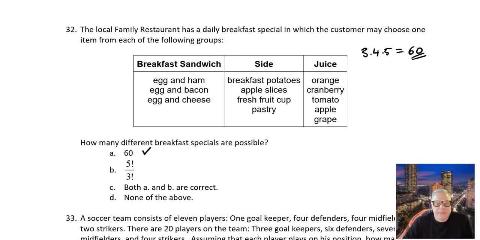So what about 5 factorial? That would be 5 times 4 times 3 times 2 times 1 over 3 times 2 times 1, so now that cancels out. That would be only 20, so only A is correct.